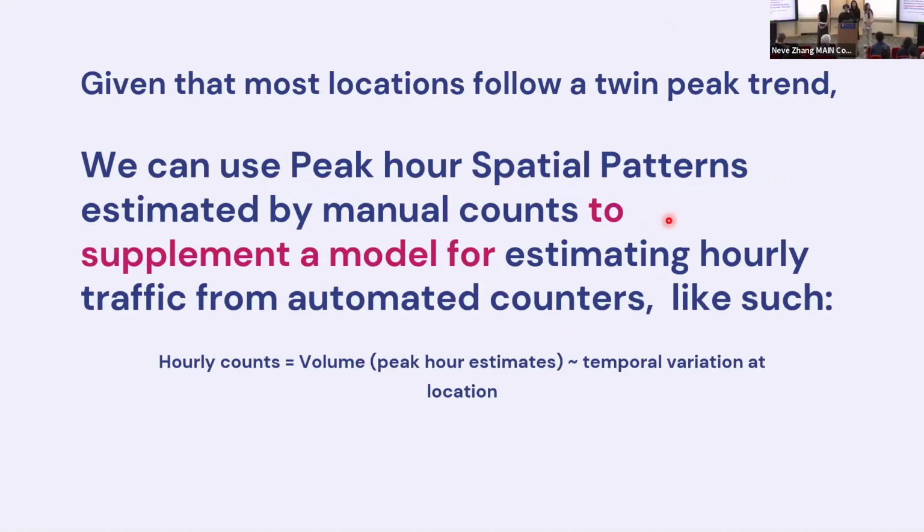So recall that most locations follow a twin peak trend, which means we can use peak hour spatial patterns estimated by manual counts to supplement the model for estimating hourly traffic from automated counters. As such, we take the hourly counts as a function of volume, or the magnitude at each location, and the temporal variation at its location.